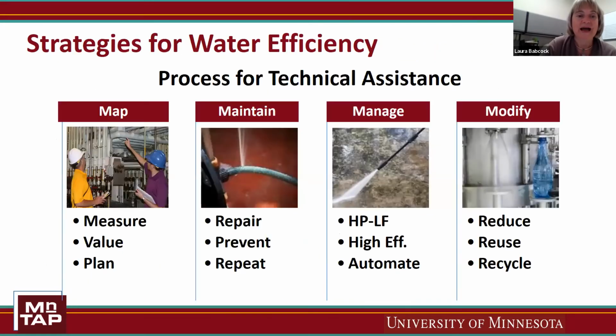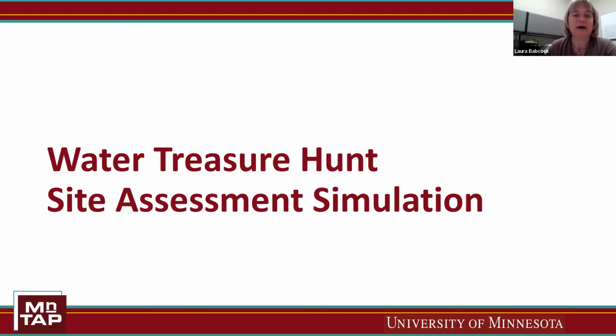So this was great. So that was our strategies for water efficiency. Process technical assistance, mapping that water, very key. Maintaining your operation. Maintenance is important. Don't let those leaks persist. Especially if they're hot water leaks, they are going to cost you a lot of money, and they're going to create a lot of water waste. Manage the water, do what you do, but do it more efficiently, and modify your water use by rethinking how you use your water.